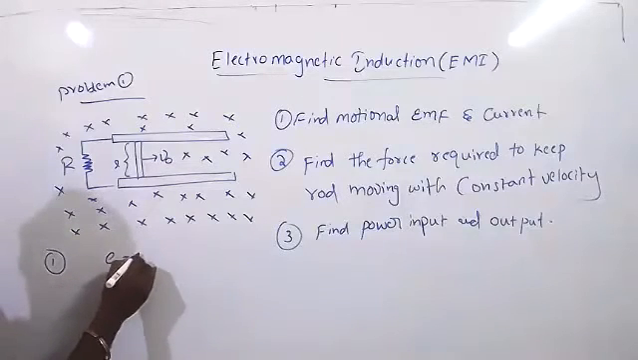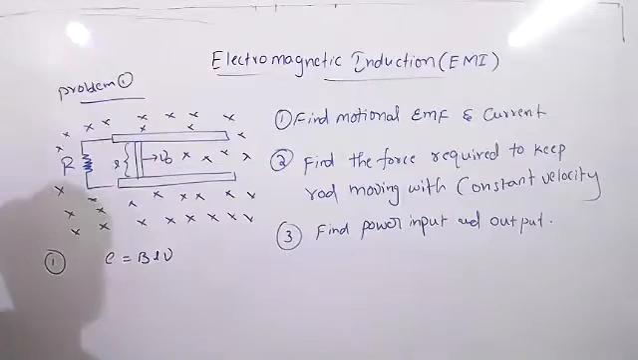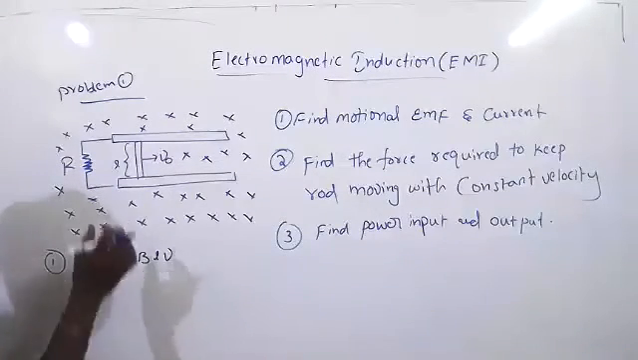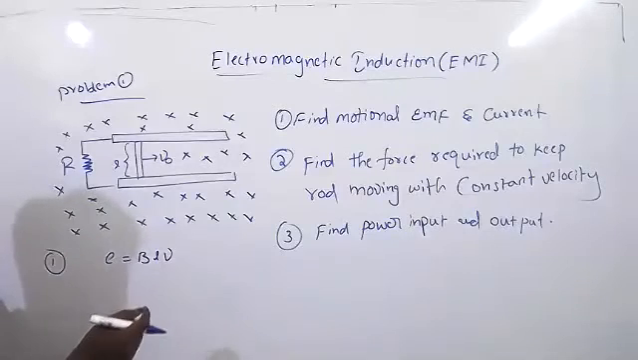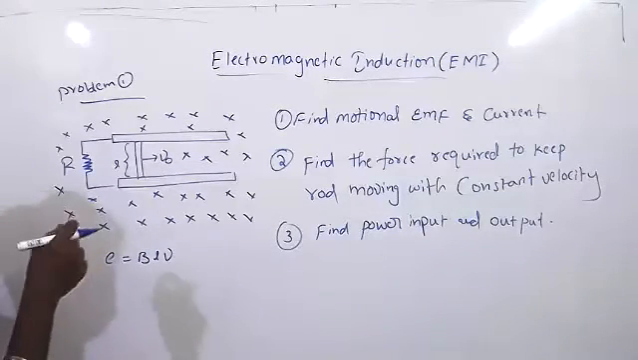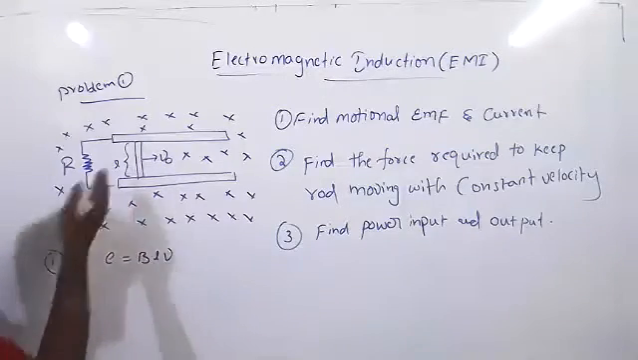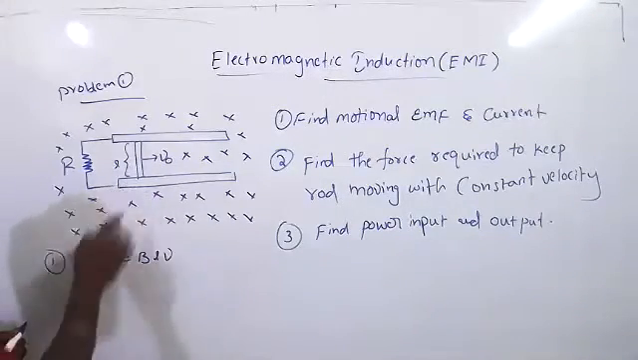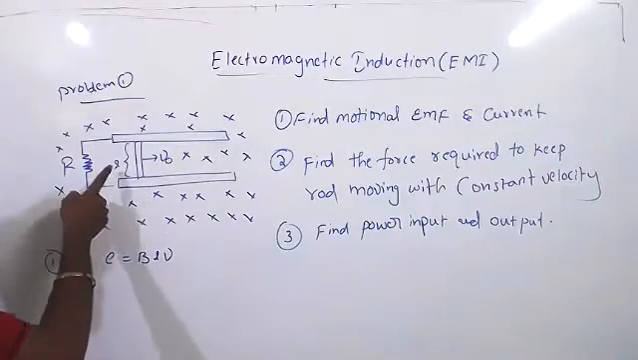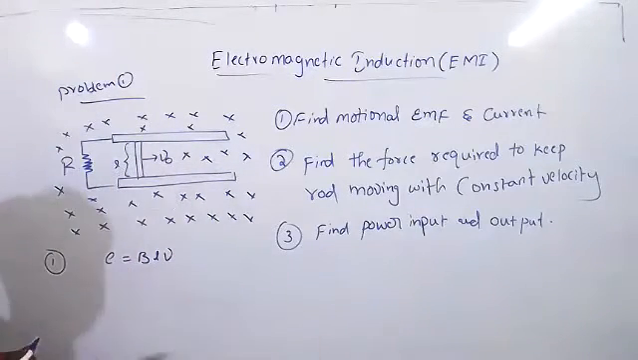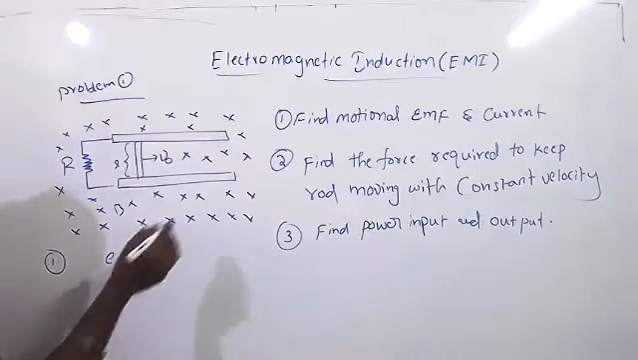Why BLV? Here EMF is equal to BLV. When do we write BLV? When the magnetic field, velocity and length, if these three are mutually perpendicular to each other, then EMF is equal to BLV. Here the magnetic field is inside, the velocity is in that direction, and the length is in the upward direction. So these three are mutually perpendicular, so BLV. And calculate the current here.